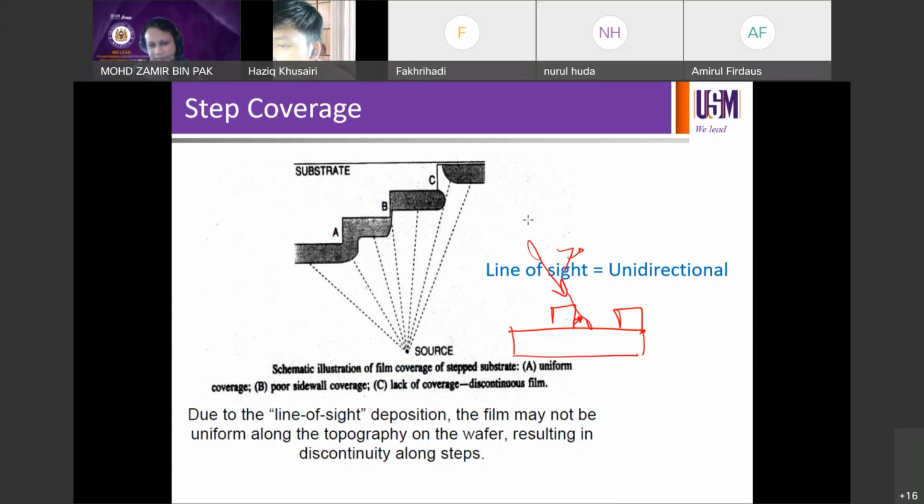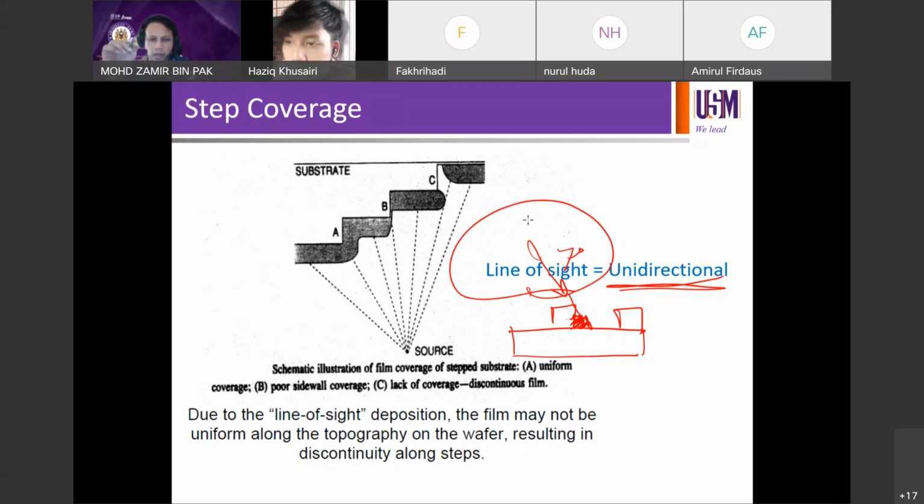Kat sini sebab dia main direct kan. So kat sini will not be covered because it's line of sight. Unidirectional. Line of sight, unidirectional, single direction. Dia pergi satu arah je. So it's not like opening like cones. So as a result, if you already have features or structures on your wafers, on your substrate, some parts of the substrate will be shaded. It's called the shadowing effect ataupun shading effect.